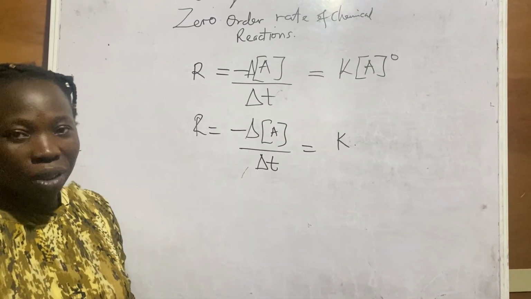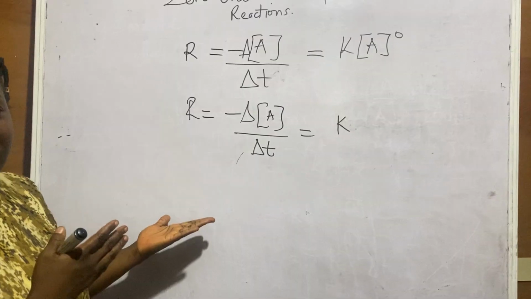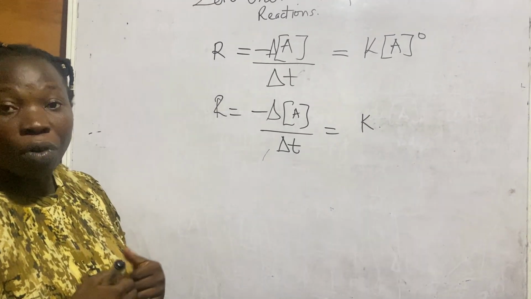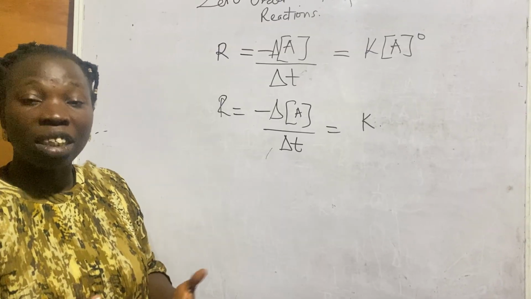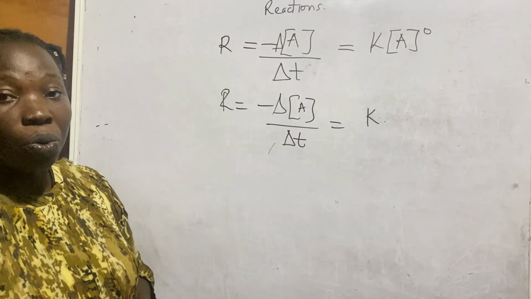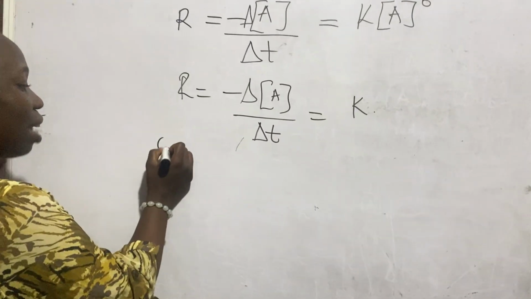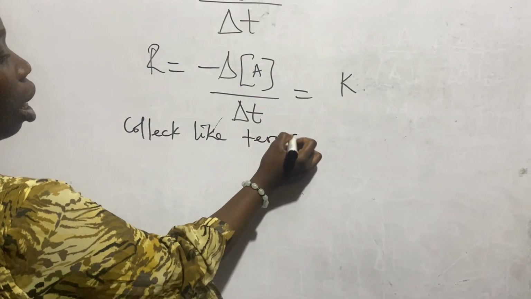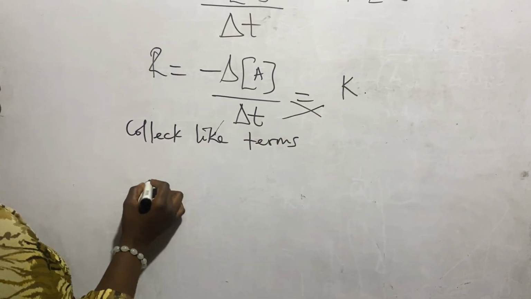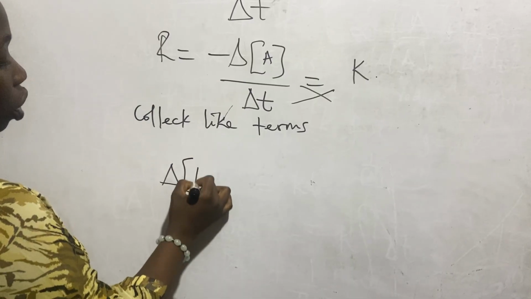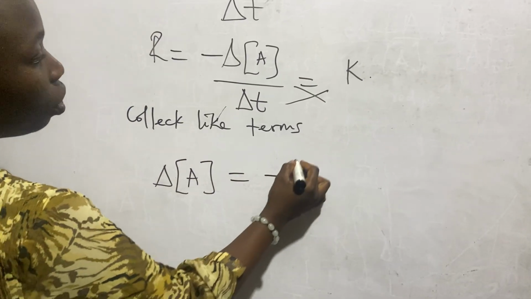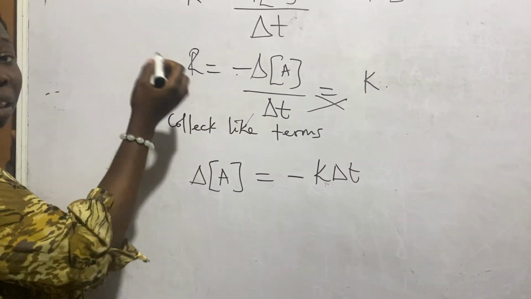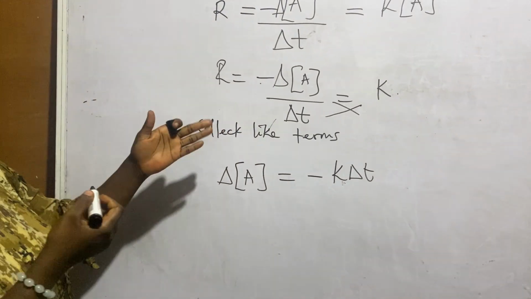The rate constant. So just as we did in the first and second, we also apply the same in the zero order for us to get the straight line graph of the representation of the zero order rate of chemical reaction. So you collect like terms, by what? Cross multiplying, and we have change in the concentration of A equals to minus K delta T. Some of you may ask, why is there minus? Remember, minus is for disappearance of reactant, so minus will be there.